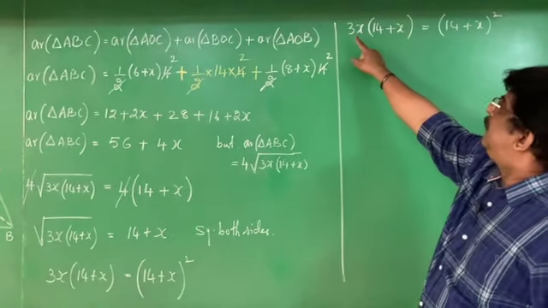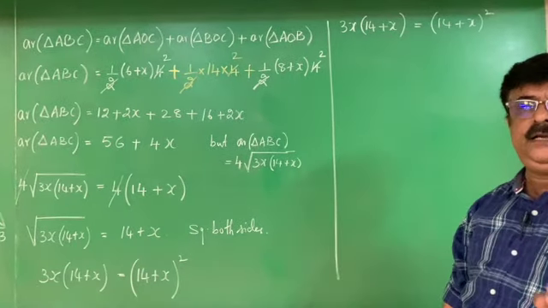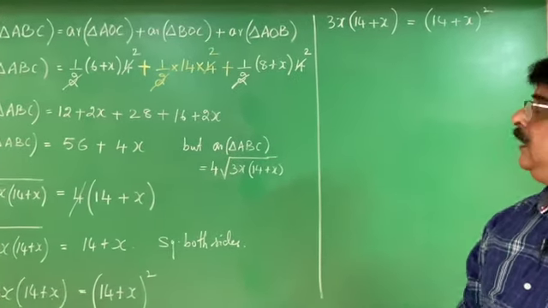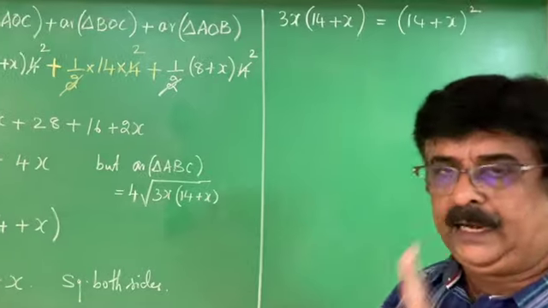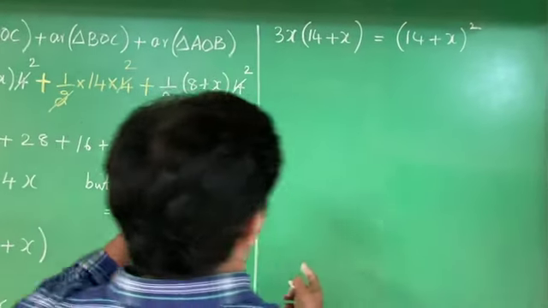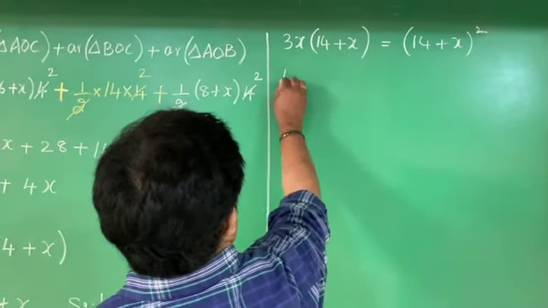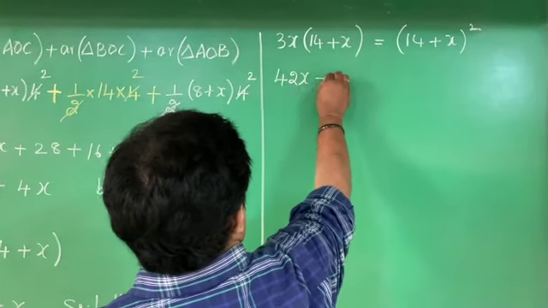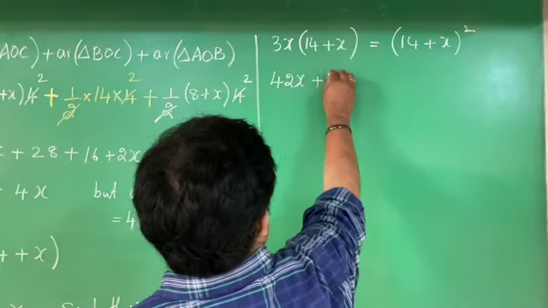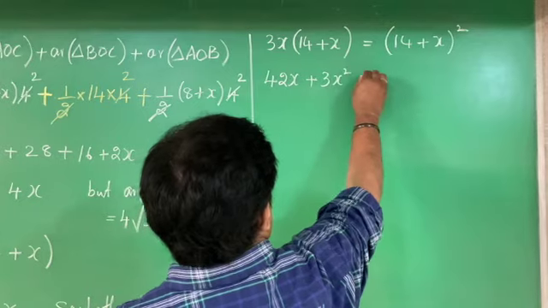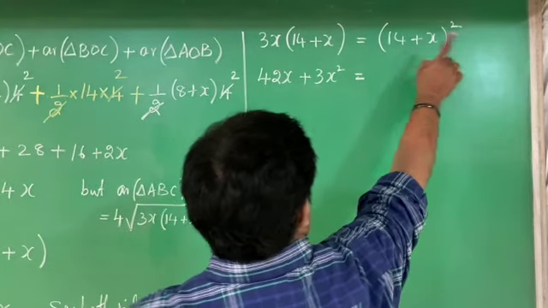Now multiply. 3 into 14. 3 into 14 is 42. Right? 3 4s are 12. 1. 3 1s are 3 plus 1 is 4. 42x plus 3x into x, 3x square is equal to 14 plus x whole square.